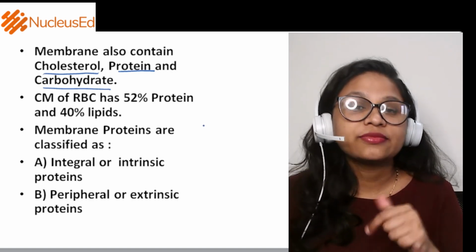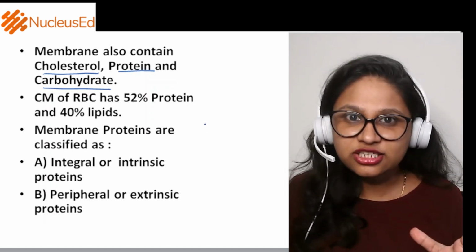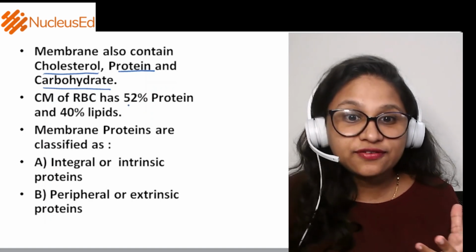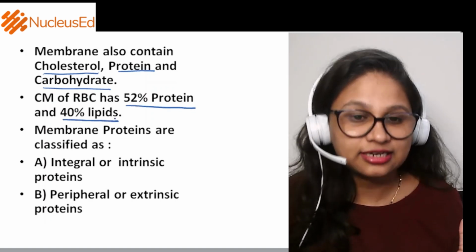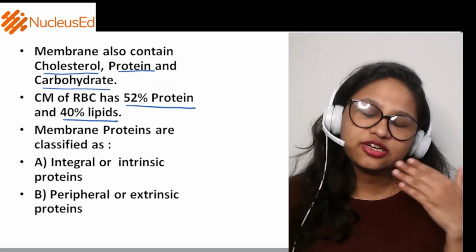The structure of the cell membrane was first studied on red blood cells, and that's why the ratio of lipids to protein is given here as 52% proteins and 40% lipids in red blood cells. This ratio may vary according to the cell. From cell to cell, it will go on varying.